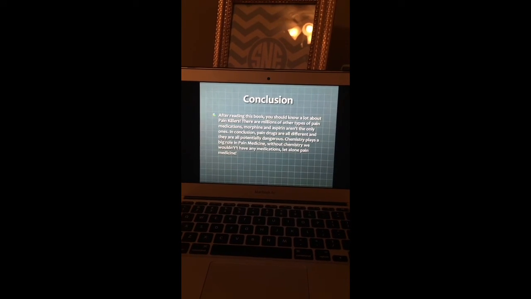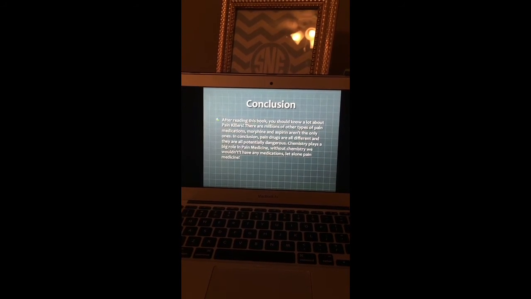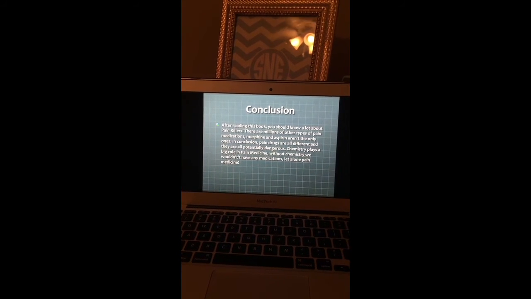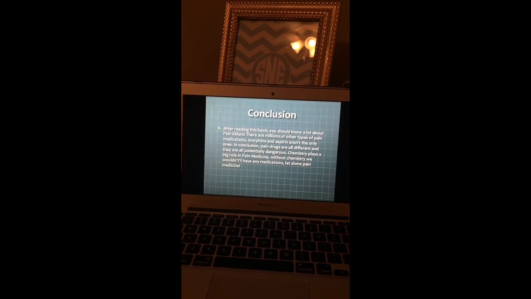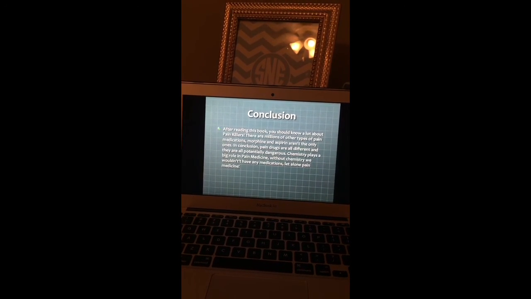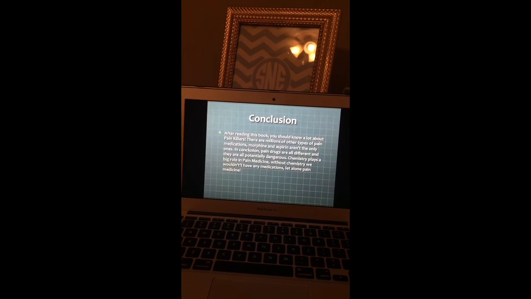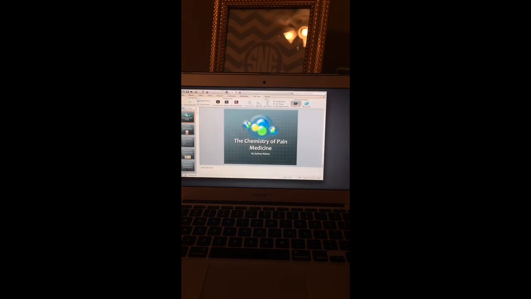Conclusion. After reading this book, you should know a lot about painkillers. There are a million types of other pain medications. Morphine and aspirin aren't the only ones. In conclusion, pain drugs are all different, and they are all potentially dangerous. Chemistry plays a big role in pain medicine. Without chemistry, we wouldn't have any medications, let alone pain medicine. The end.